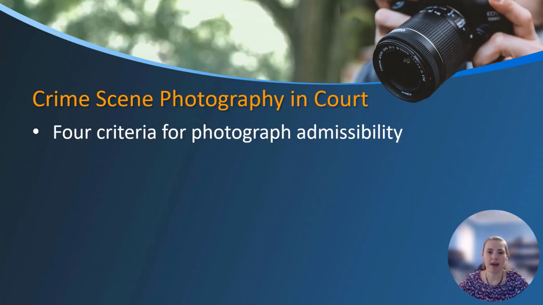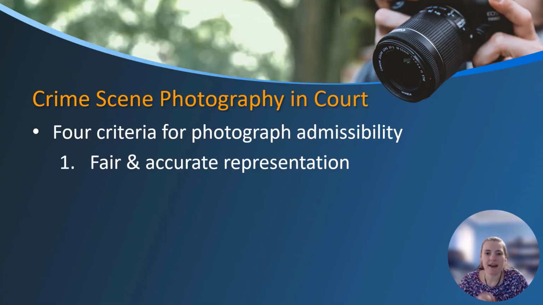The last topic I want to discuss relates to crime scene photography and court admissibility. In order to be admissible for court, photographs must meet 4 requirements. First, they must represent a fair and accurate representation of the crime scene. This means that the photograph should do the best job possible of representing the scene as it appeared to the naked eye, meaning that the photographs should be properly exposed, they should have color accuracy, they should represent spatial relationships accurately, and they should be in focus.